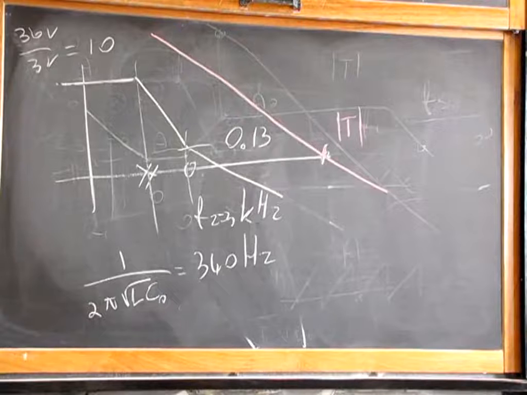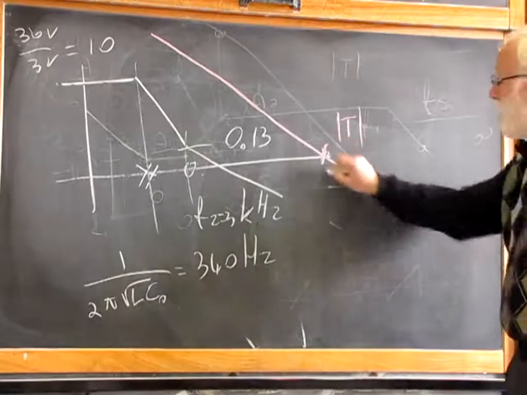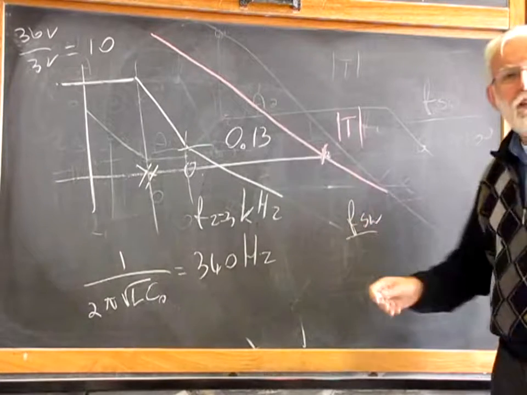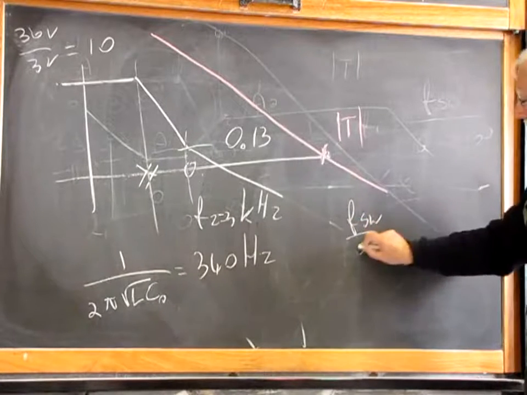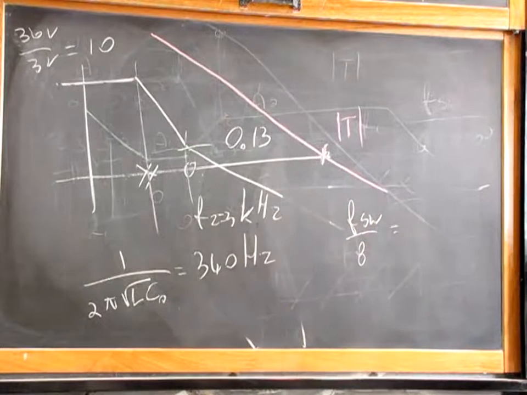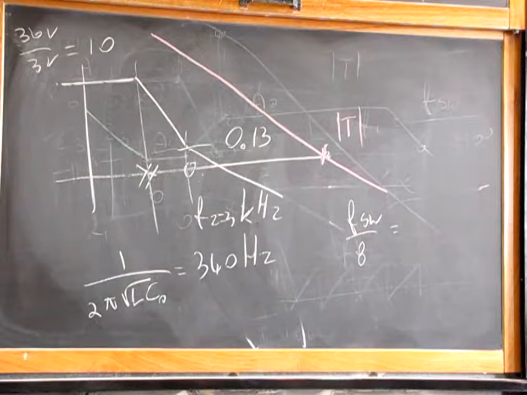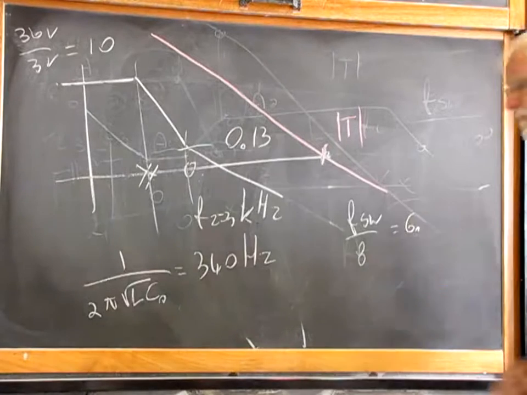50 kilohertz divided by 10, or 50 kilohertz divided by 6, or 8. Which one do we take? Let's take 8. So my crossover frequency will be the switching frequency divided by, let's say, 8. 50 kilohertz divided by 8 is 6.25.